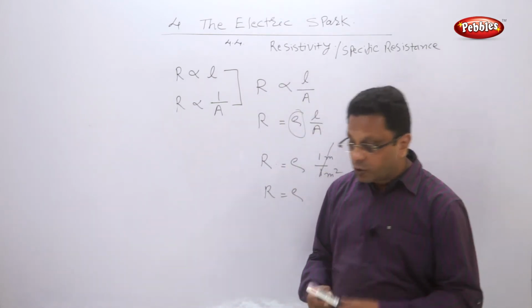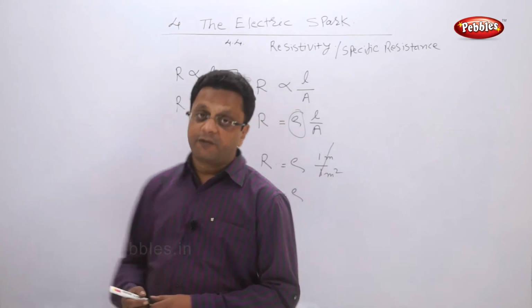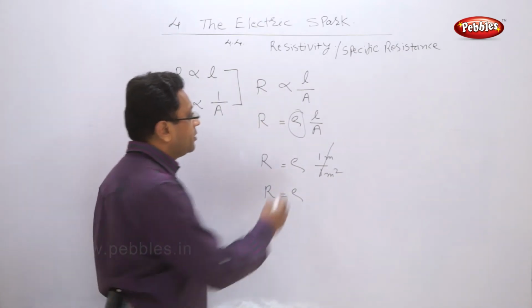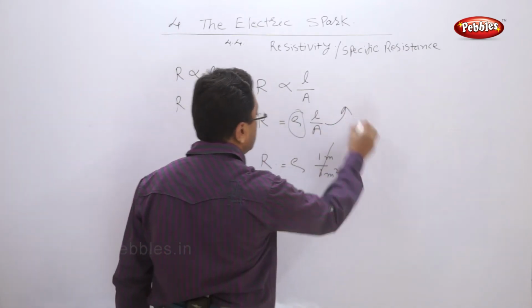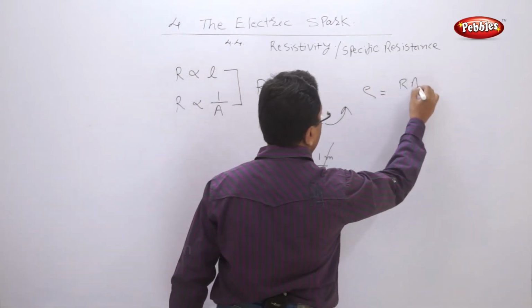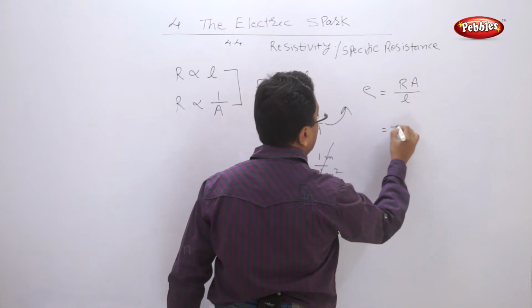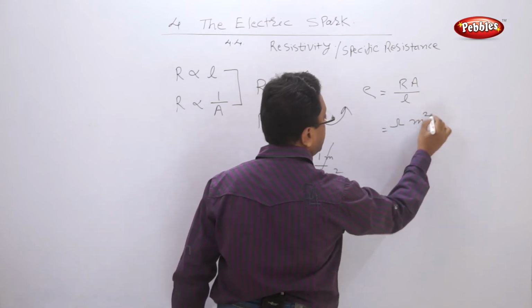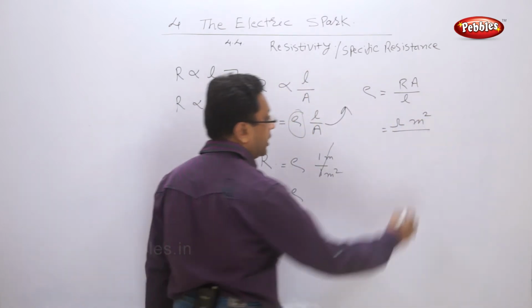Now, what is the unit of this rho, specific resistance? Very simple. From here we can say that rho is equal to RA upon L. R is in ohms, area is in meter square, and length in meter.